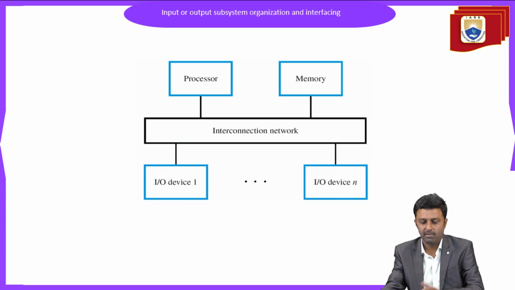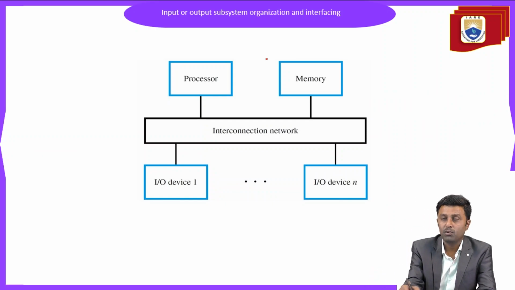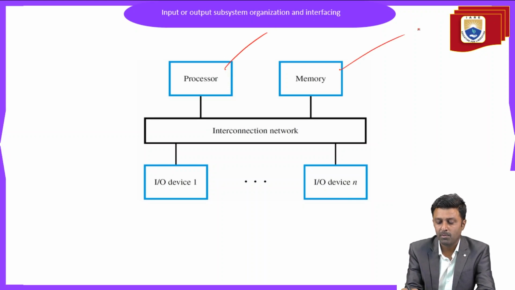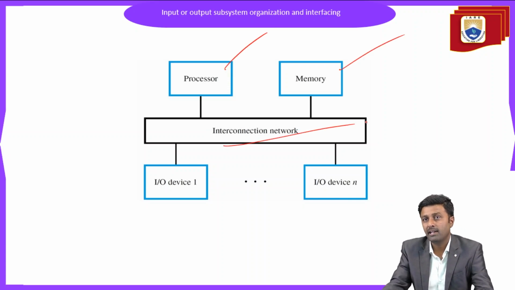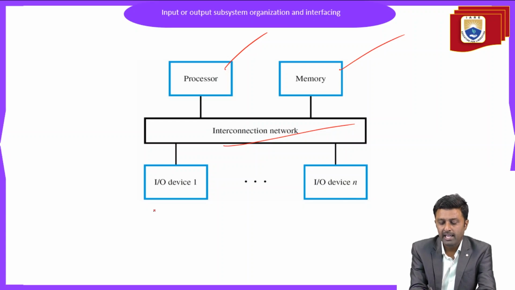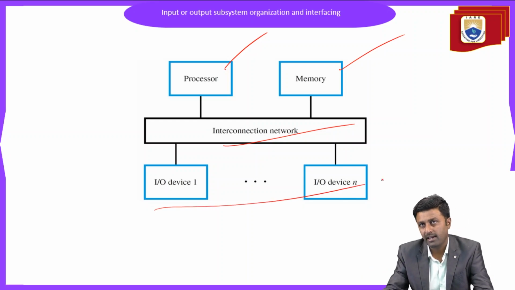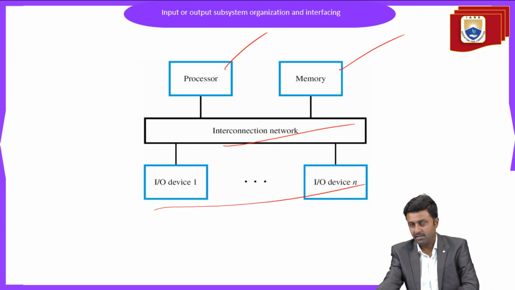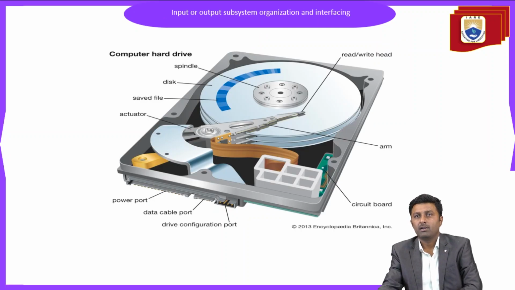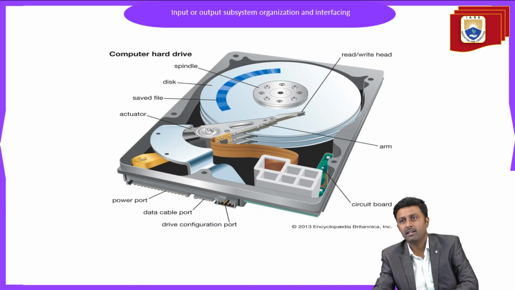This is the final diagram of the input-output interfacing. Here there is a processor and the main memory, and with the help of an interconnection network, n number of IO devices can be connected and the data transfer can be done. This is how the interfacing is done in a typical computer. This diagram shows the different parts of the computer hardware.